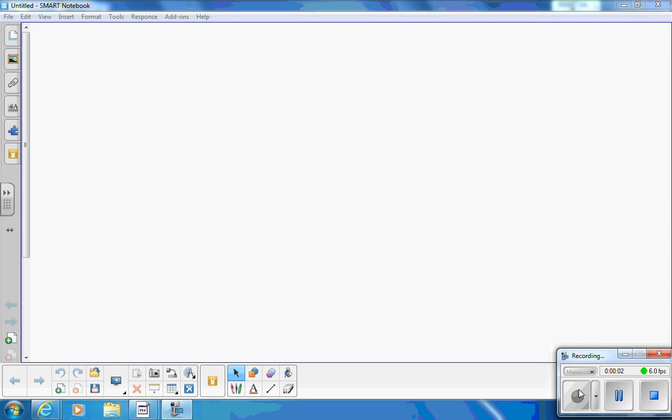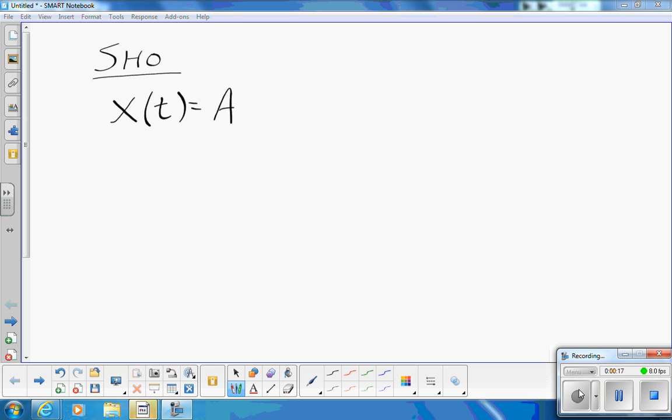Today we have two little tidbits to add to today's class on simple harmonic oscillators. So I'm just going to get right to it. If you look at the equation of motion for a simple harmonic oscillator, A cosine omega t plus delta.